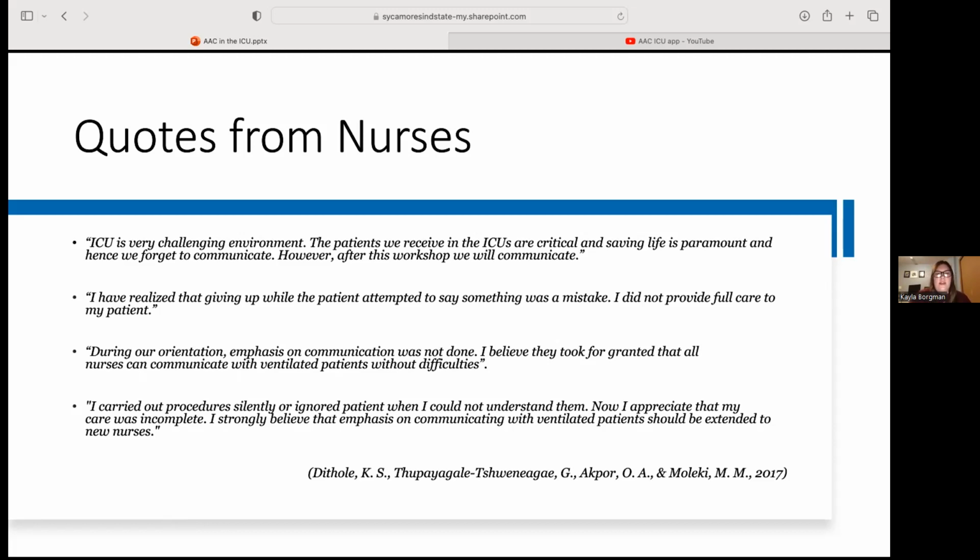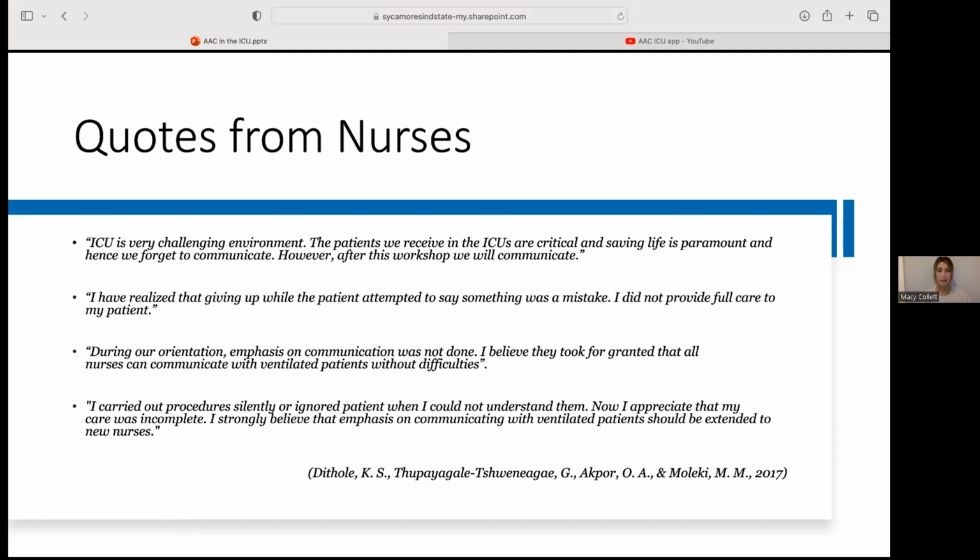And then the last one, I carried out procedures silently or ignored patients when I could not understand them. Now I appreciate that my care was incomplete. I strongly believe that emphasis on communicating with ventilated patients should be extended to new nurses. So as you can see, just from these 4 quotes that we provided, how tremendously it has affected nurses and also the patients, and how nurses are hoping that this is implemented with new nurses.